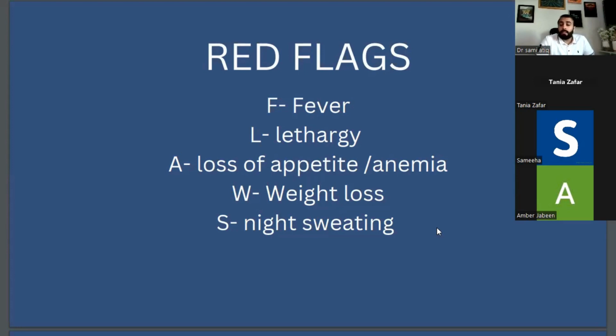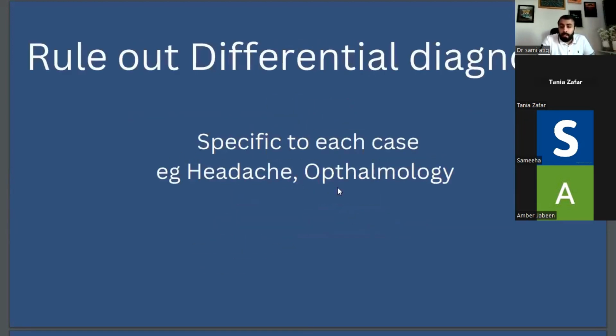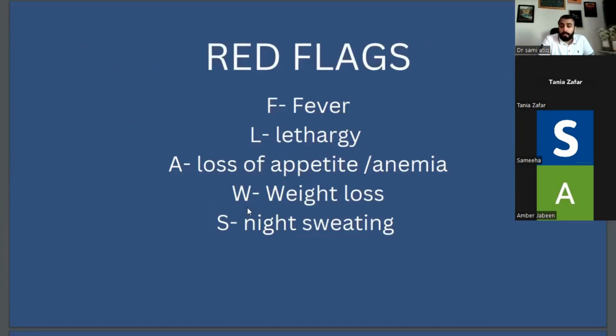You will be asking the question: do you feel the racing of your heart? Do you feel tired? Do you feel that you are experiencing headaches? These are the questions you will be asking for anemia. Then there is night sweating. These cases point towards cancer or TB. These dangerous signs should be ruled out in almost all cases if you feel they are relevant.